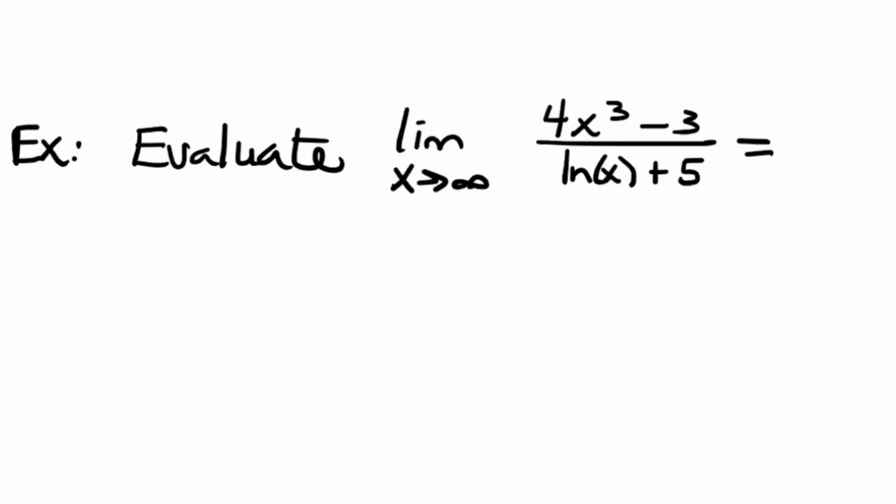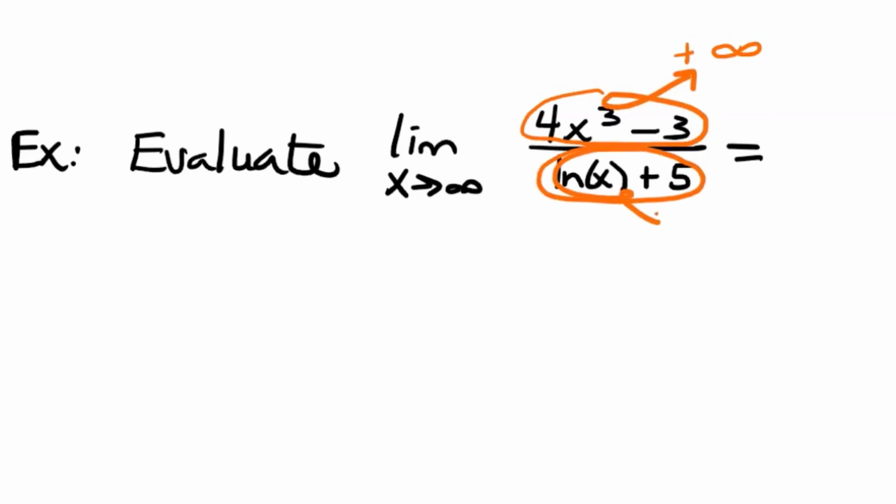All right, so for this one, we have the limit as x approaches infinity of (4x^3 - 3) over (natural log of x plus 5). Think of just taking the limit of the top and the limit of the bottom. So as x goes to infinity, what's happening to 4x^3 minus 3? It also goes to infinity, that's right. Okay, as x goes to infinity, what's happening to natural log of x plus 5?